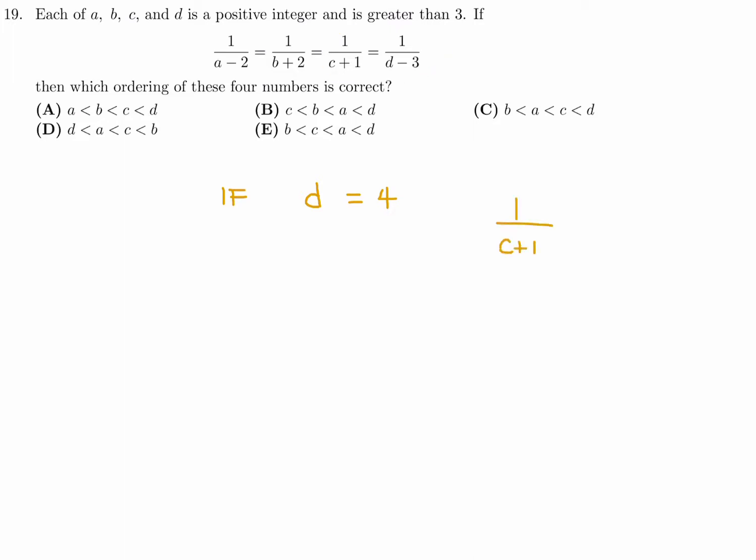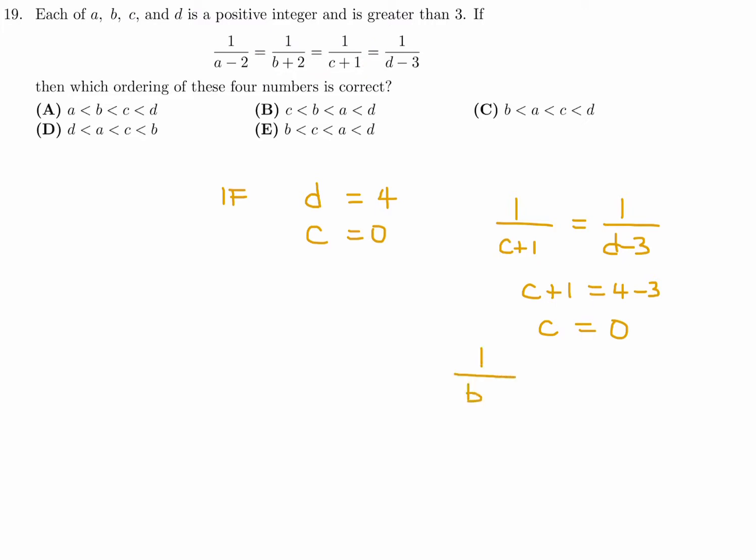1 over c plus 1 is equal to 1 over d minus 3. I can just look at the denominators. c plus 1 would be equal to d minus 3. d is 4, so that's going to be 4 minus 3. So c therefore looks like it is 0. Okay, so let's just keep a tally here. c is 0.